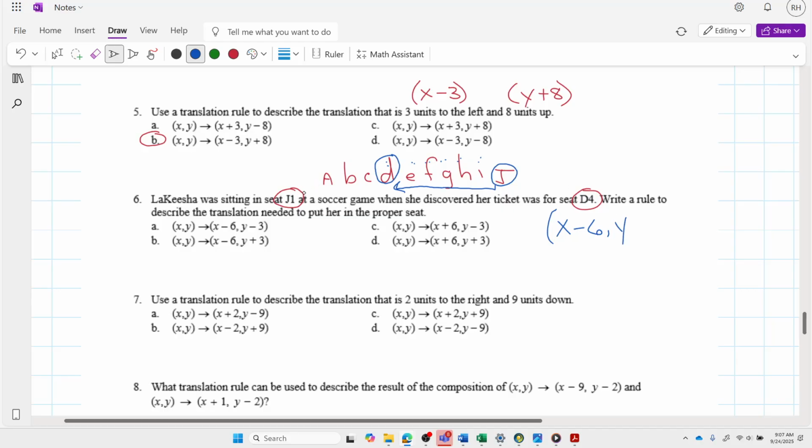So that would be x minus 6. Now, in her y's, if she's in seat 1 and she's supposed to be in seat 4, we've got to go up or down. If you're going from 1 to 4 on the y-axis, do you got to go up or down? You got to go up. How many? You got to go up 3. So there's your rule. X minus 6 and y plus 3. Answer choice B.